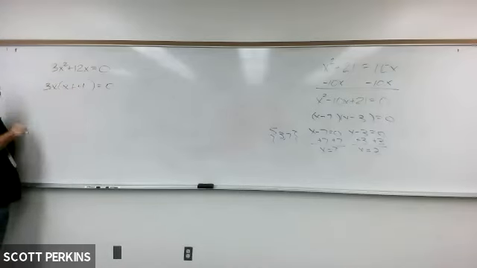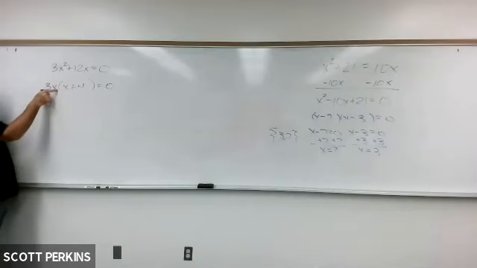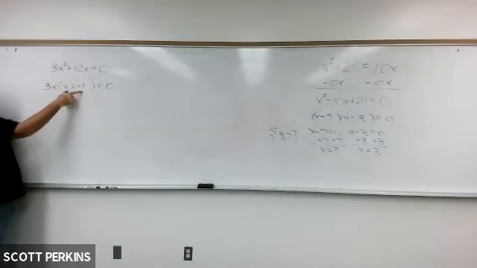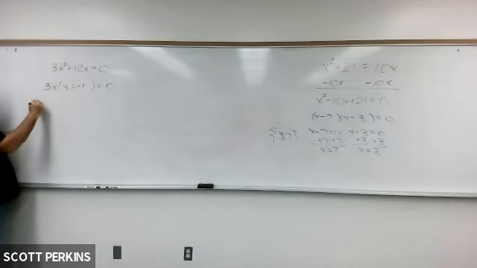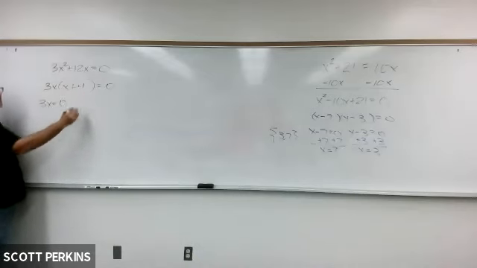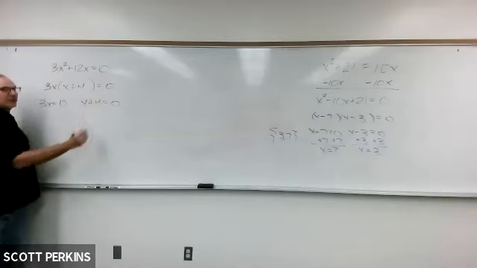So I'll take these two factors now. Same thing. I don't know what this number is, I don't know what this number is, but I do know when I multiply them, I get 0. So that means either the 3x is 0 or the x plus 4 is 0.